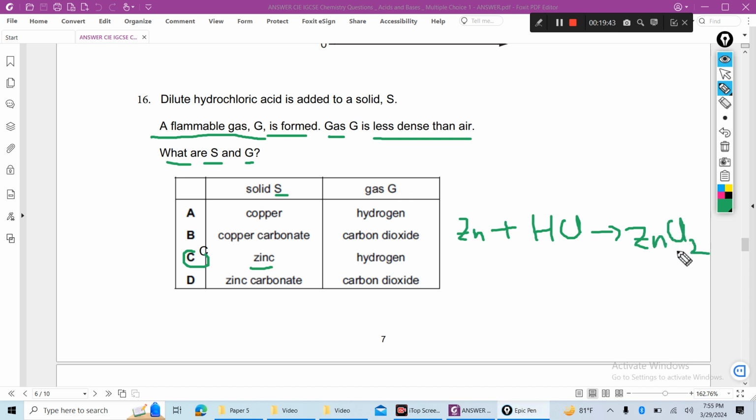Zinc chloride plus hydrogen. This hydrogen gas is less dense than air. Hydrogen gas is less dense than air. So solid S is zinc, gas G is hydrogen.